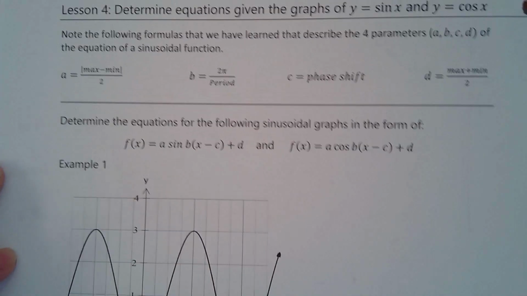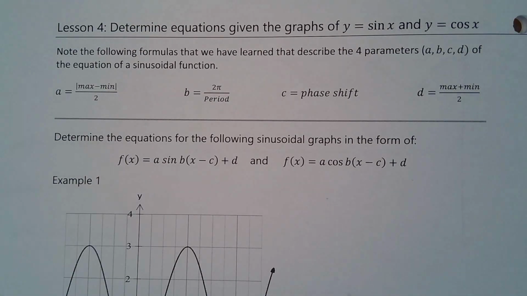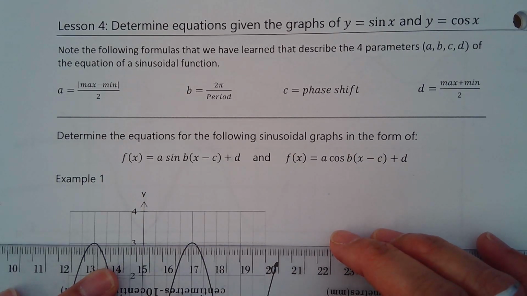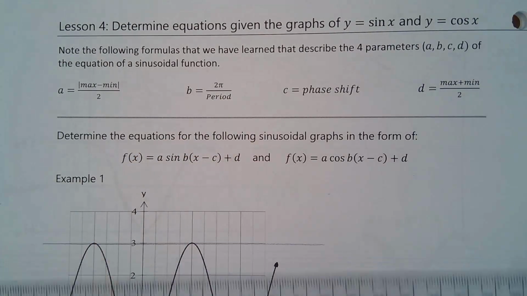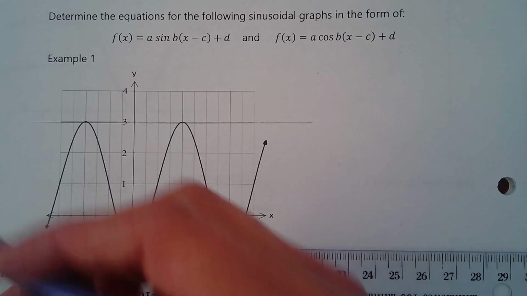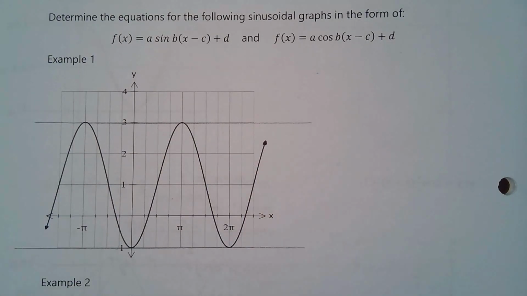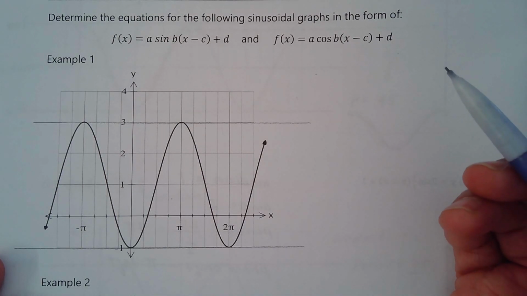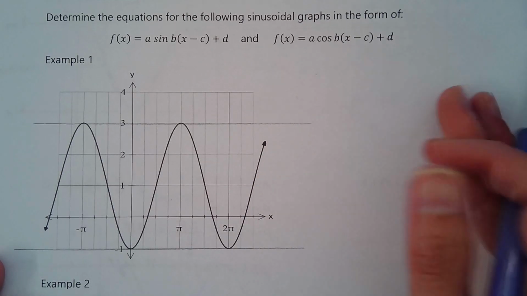Now, to be able to figure out the equation, we have to know the four values for A, B, C, and D. So we're going to figure out the A, the B, the C, and the D. Here, we know the maximum is 3. Minimum is -1. Now we're going to need to know what the amplitude is. So what's the amplitude here?